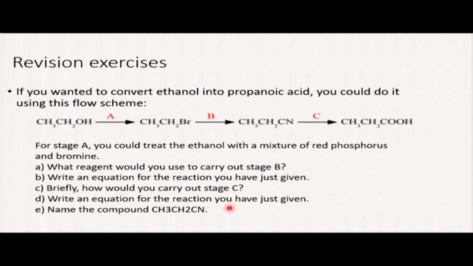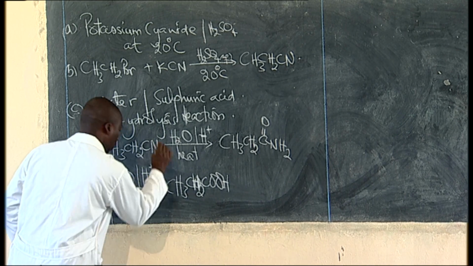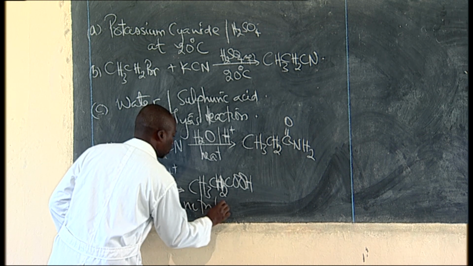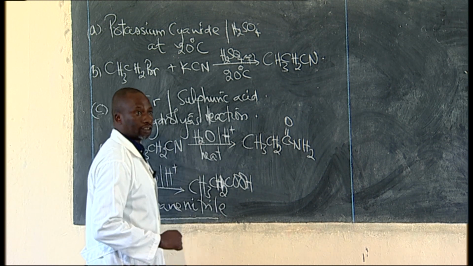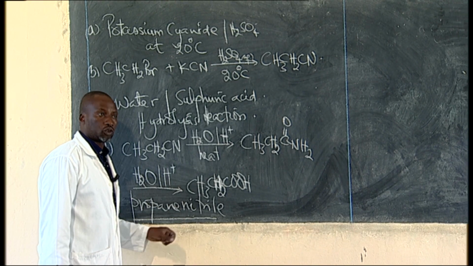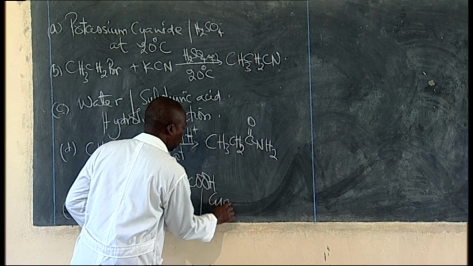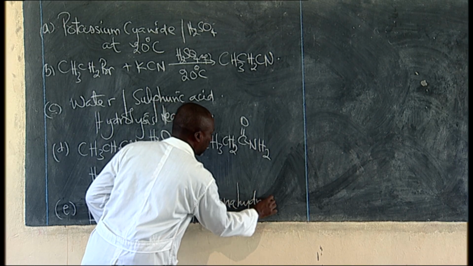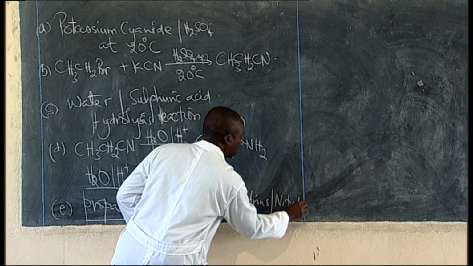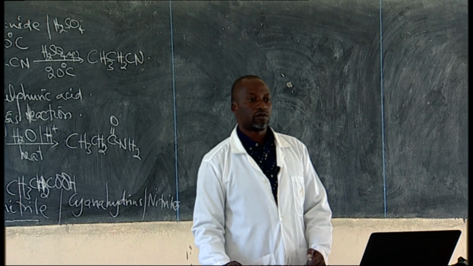Name the compound. The compound over here, CH3CH2CN, that is part A. It is propanenitrile. This belongs to the family of organic compounds called nitriles or cyanides. That is the family of those compounds that have the functional group of CN.